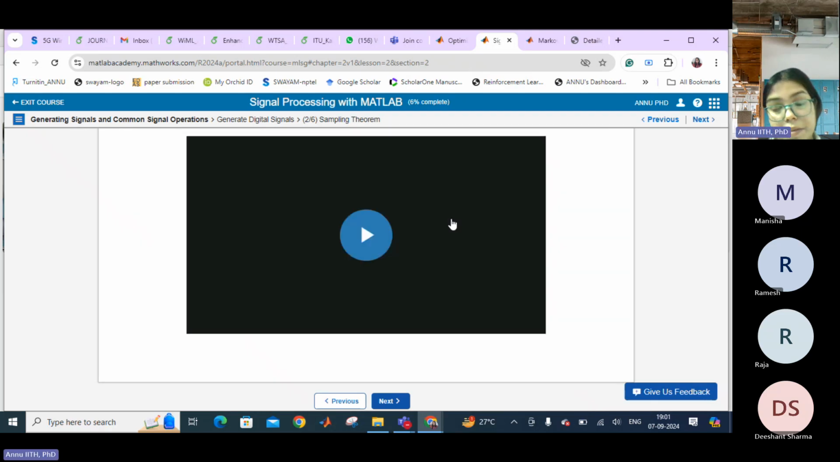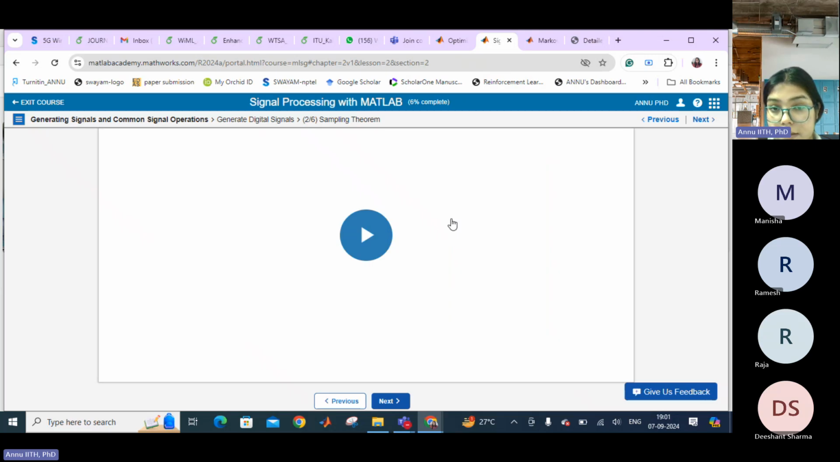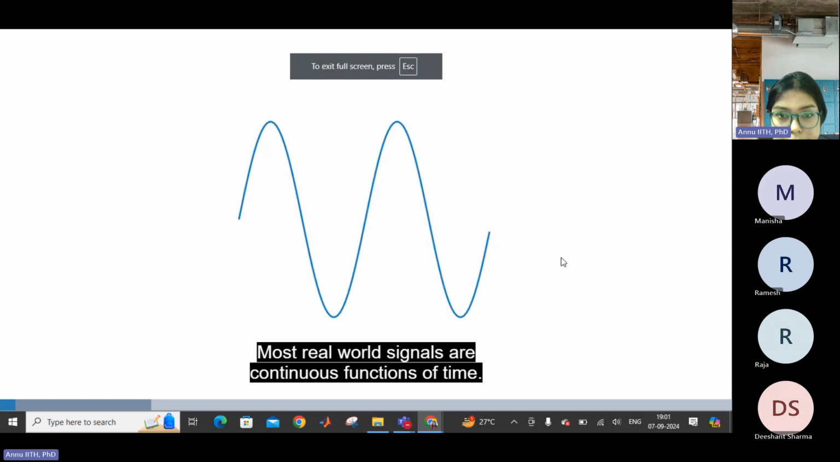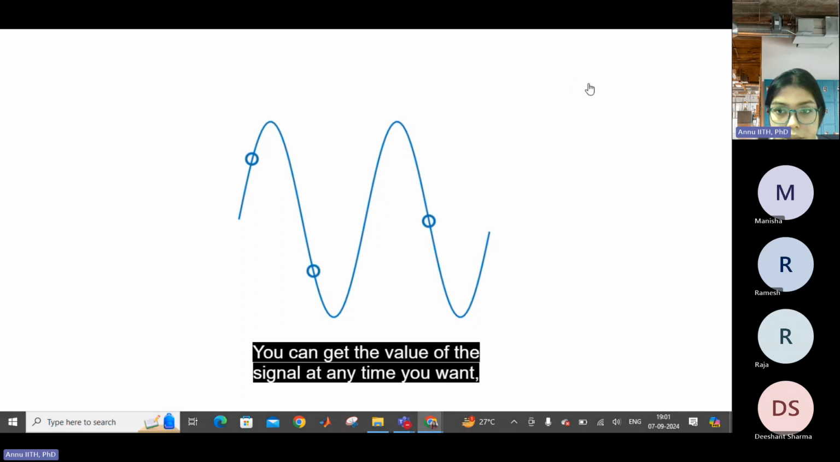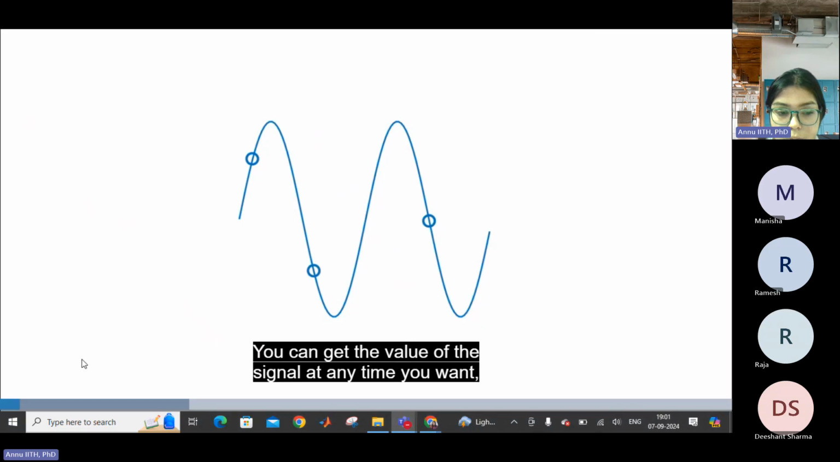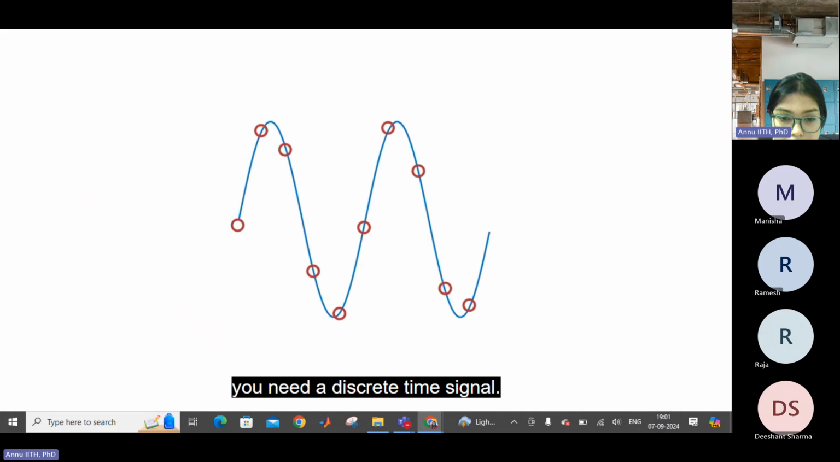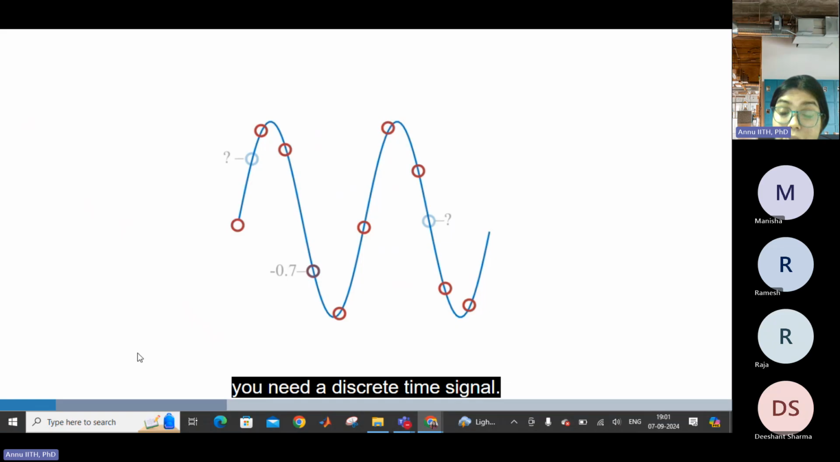Now the sampling theorem is the main thing to convert an analog to a digital signal. Most real-world signals are continuous functions of time, so you can get the value of the signal at any time you want. But to efficiently process signals on most computers, you need a discrete-time signal. What is the need for a discrete-time signal to efficiently process a signal on the computer? Are you getting this point? Efficiently processed in the sense that it should be binary.